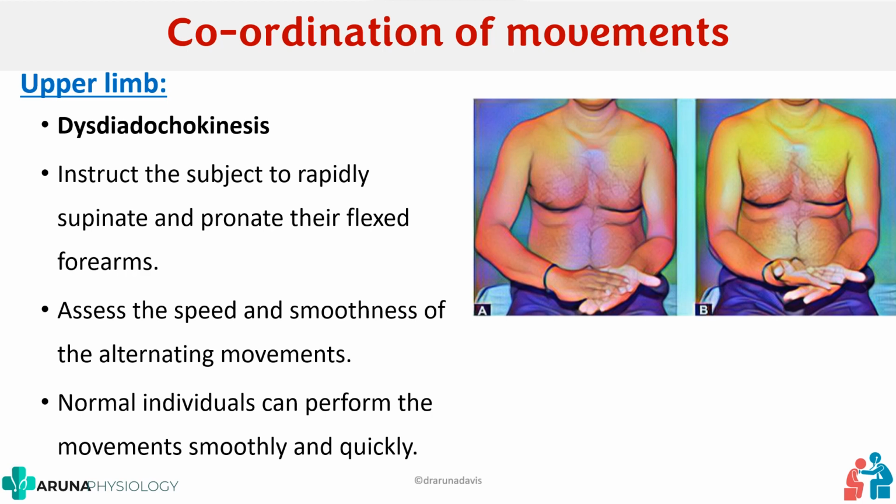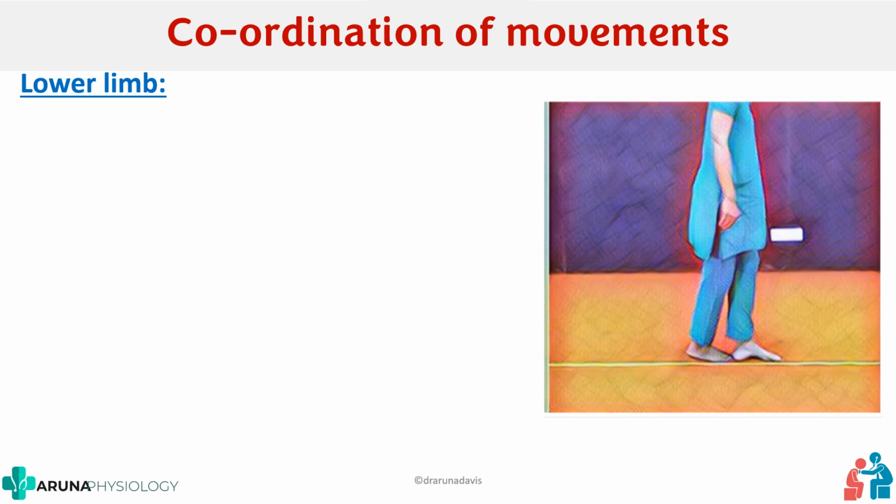So these are the two tests for coordination of movement of upper limb: finger nose test and dysdiadochokinesis. In some books, we also have the finger to finger test, in which we ask the subject to extend the hand and touch the fingers of the examiner, but these two are the most common: finger nose test and dysdiadochokinesis. Next, we can test the coordination of the lower limbs. So the first test is called the straight line test.